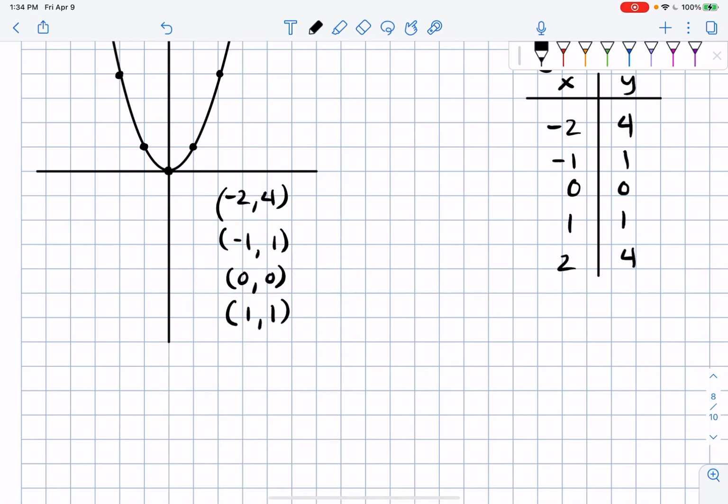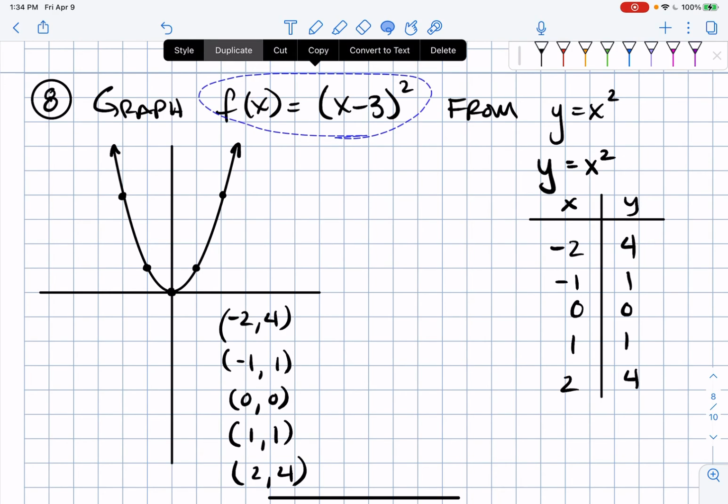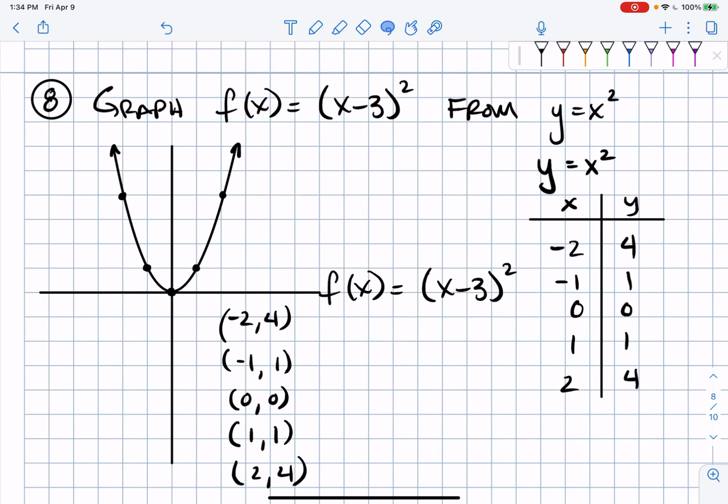1, 1, and 2, 4. Okay? So what is actually happening here? So let me go ahead and do this. Bring this down. Duplicate, bring it down here. So what is actually happening here is this.